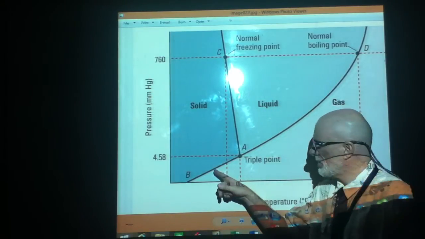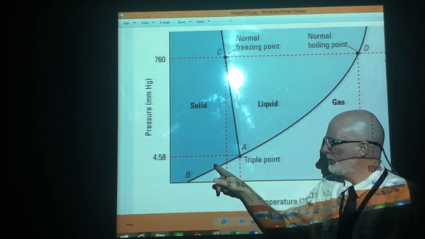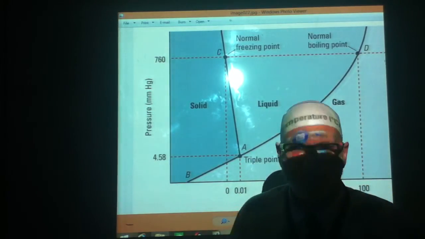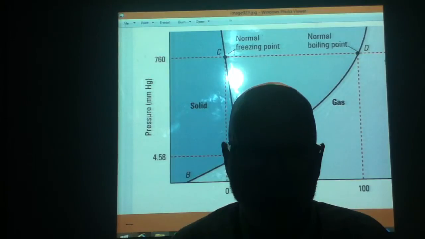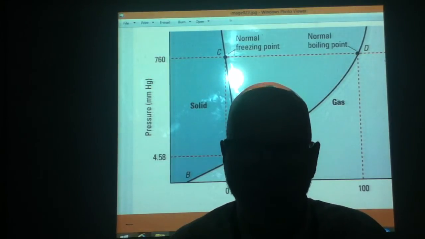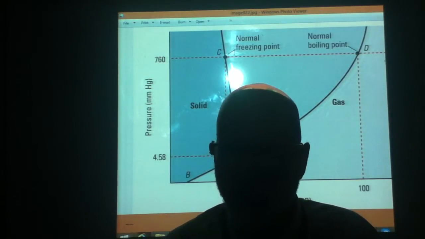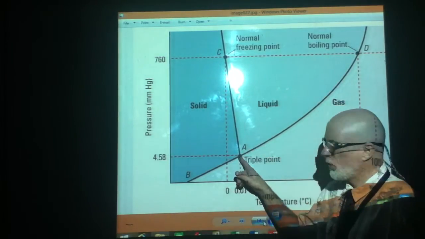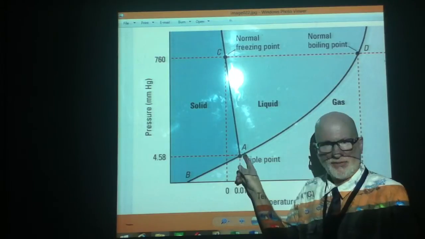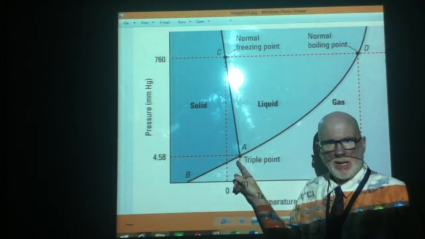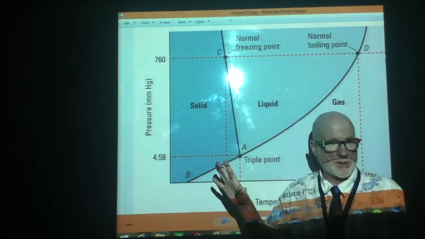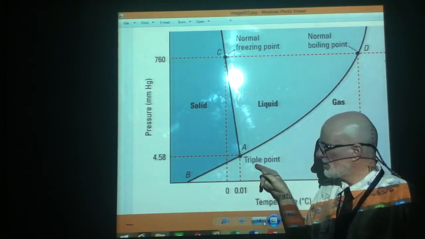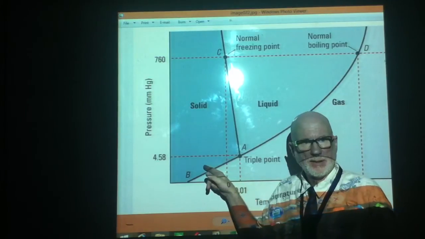Okay, so we have solid to a gas. So below the triple point, what's the significance of the triple point? That's the point at which a substance can exist in 3 different phases. The triple point is the point at which you have all 3 phases. Anything below that triple point, especially water, it's going to sublime. If it goes the other way, it's called deposition.